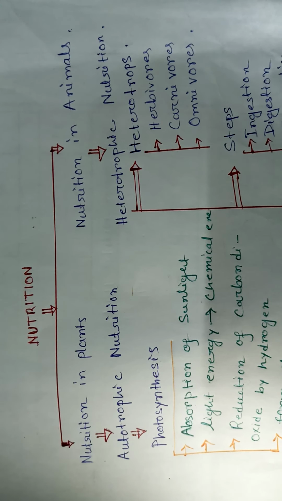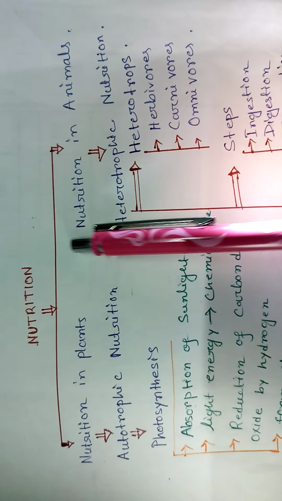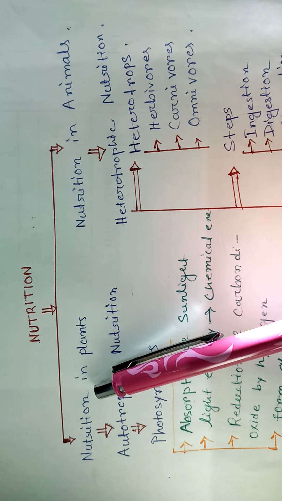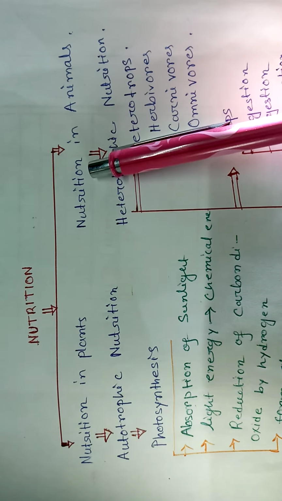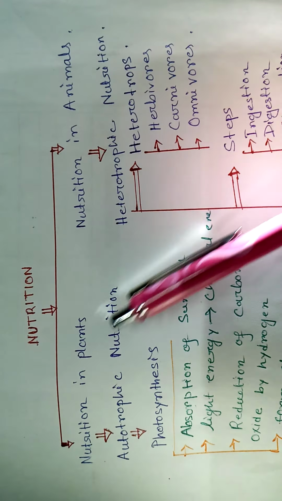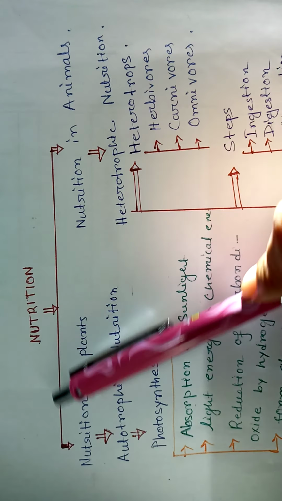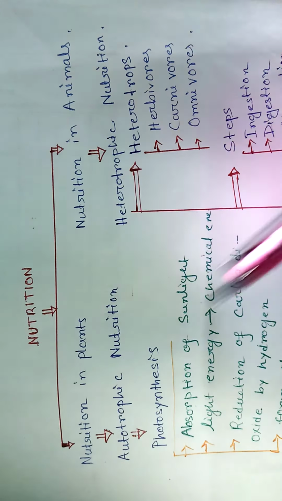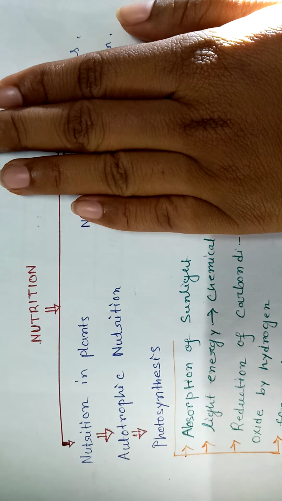Today we'll do the second class of nutrition. First of all, we can divide nutrition into two: nutrition in plants and nutrition in animals. But in today's class we will see only nutrition in plants. The other part we will see in the next class.